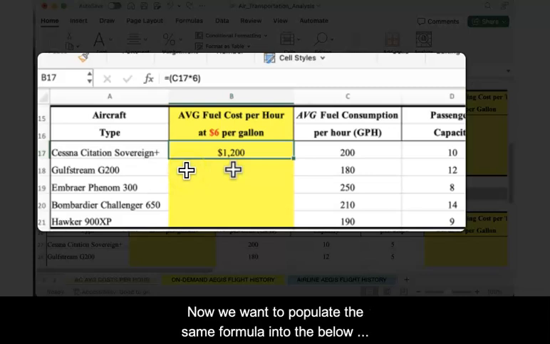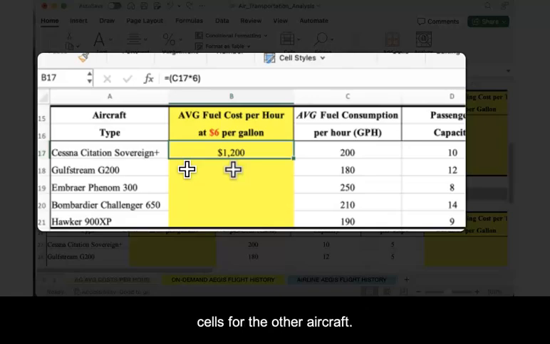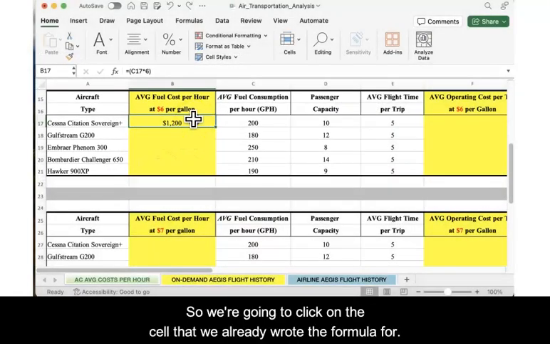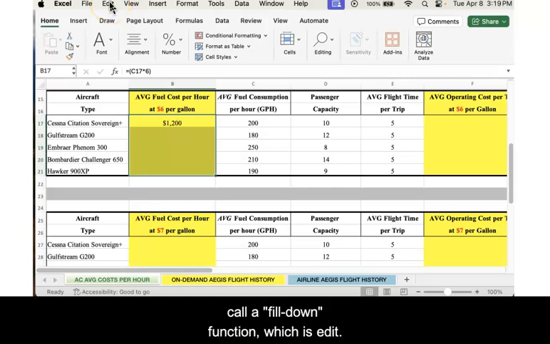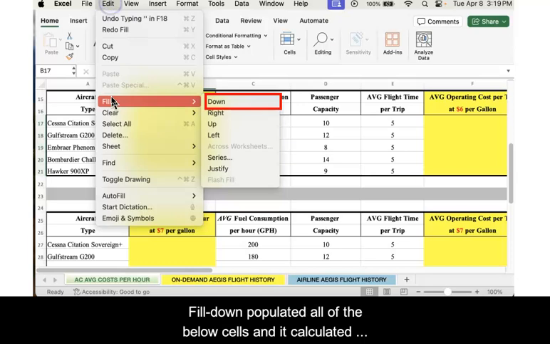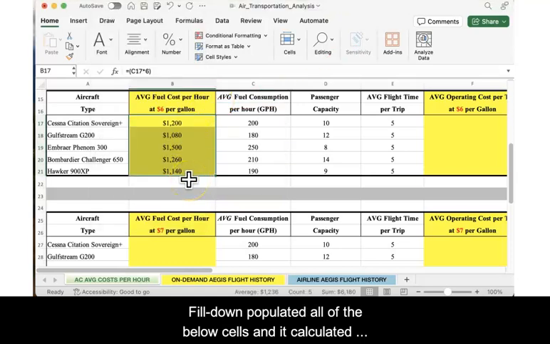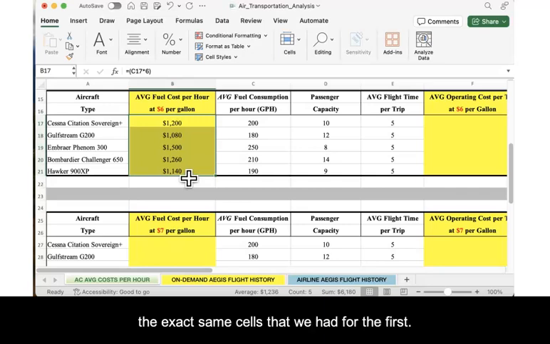Now we want to populate the same formula into the below cells for the other aircraft. So we're going to click on the cell that we already wrote the formula for. We will shade the cells below, and we will perform what they call a fill down function, which is Edit, Fill, Down. It populated all of the below cells, and it calculated the exact same formula that we had for the first one.